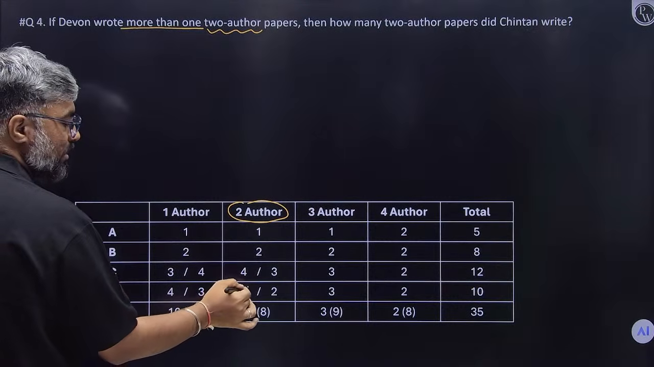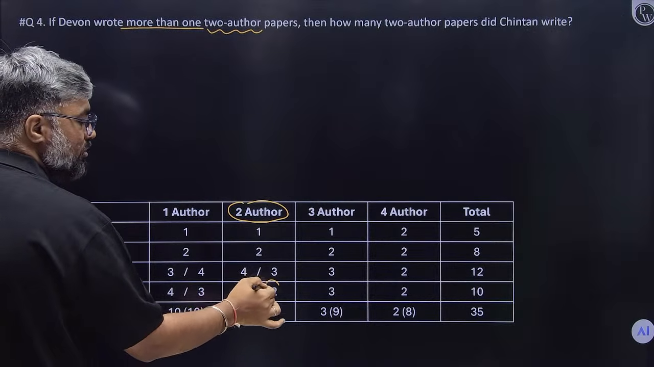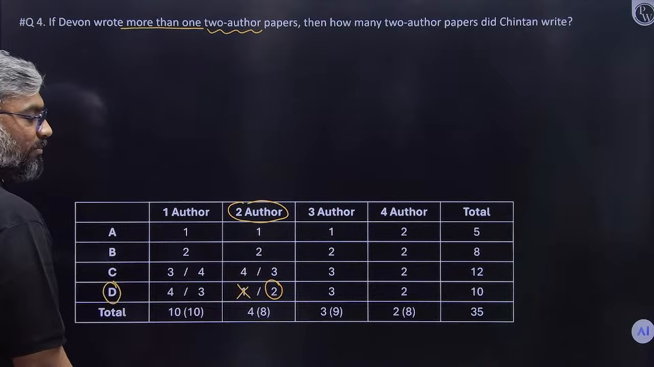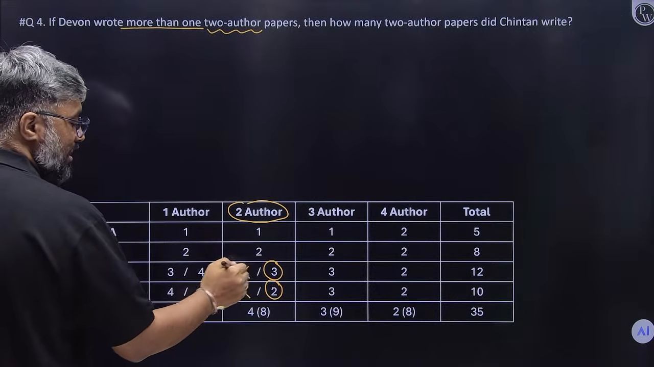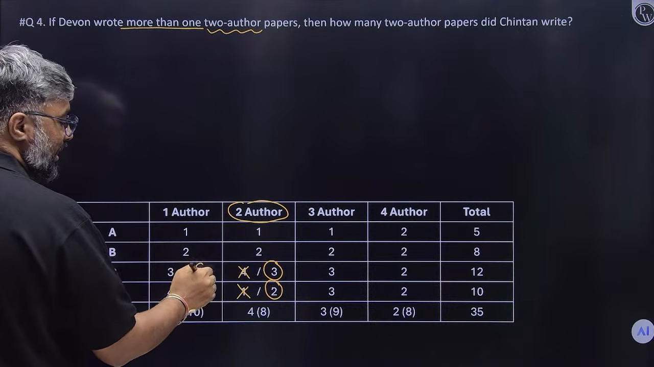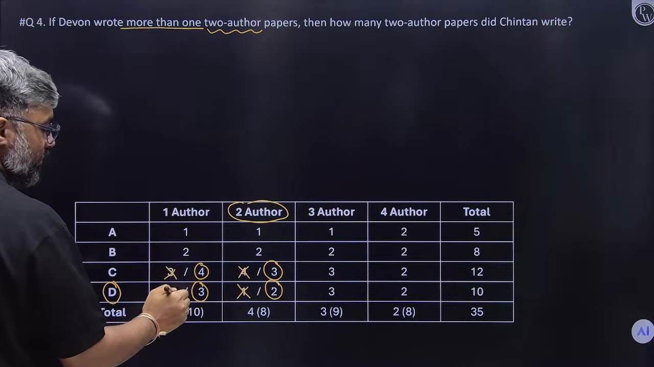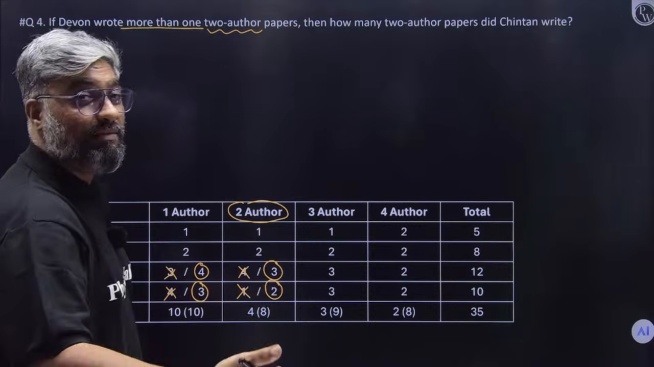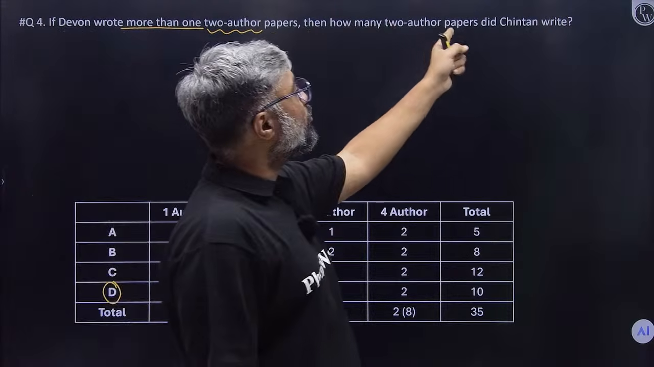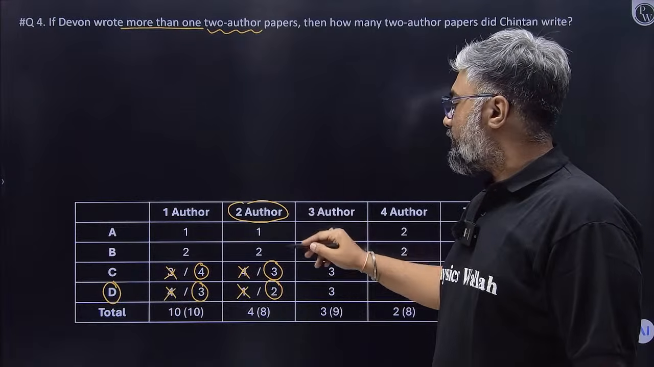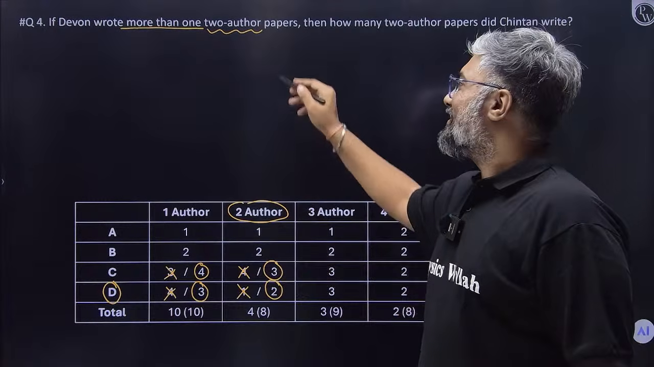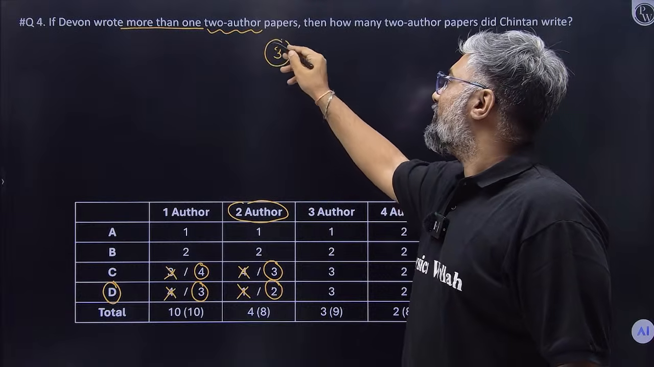Can he write 1? No. He's written 2 author papers. If this is happening, we are looking at the second case, correct? Everywhere we are looking at the second case. First case is gone. We're looking at the second case. Now let's see if we can answer the question. How many two author papers did Chintan write? Chintan, two author papers, how many? So what's the answer? 3 would be the answer.